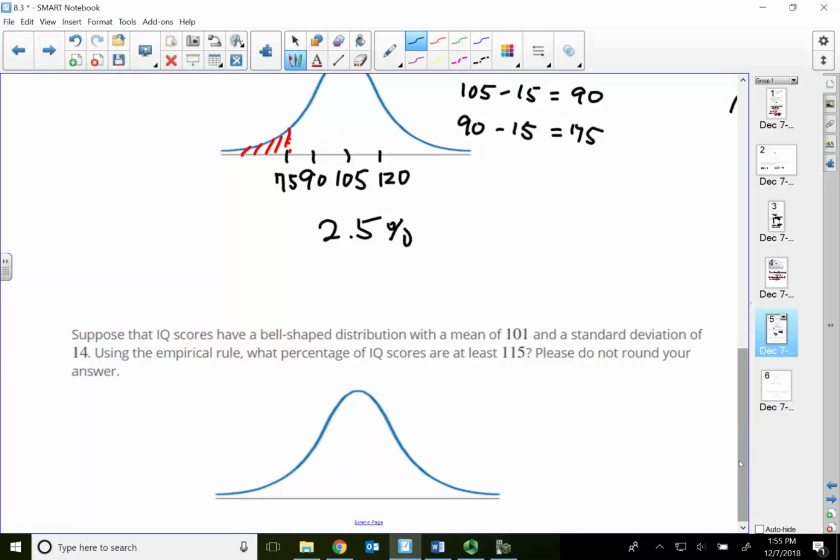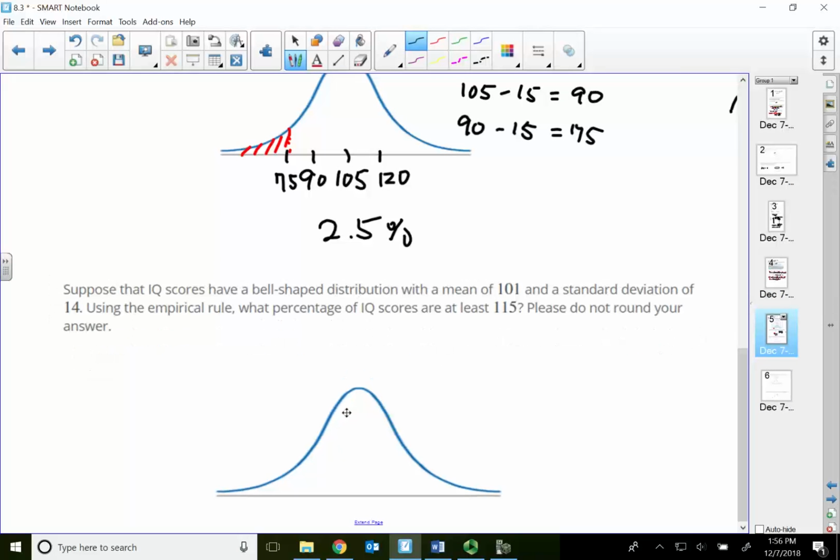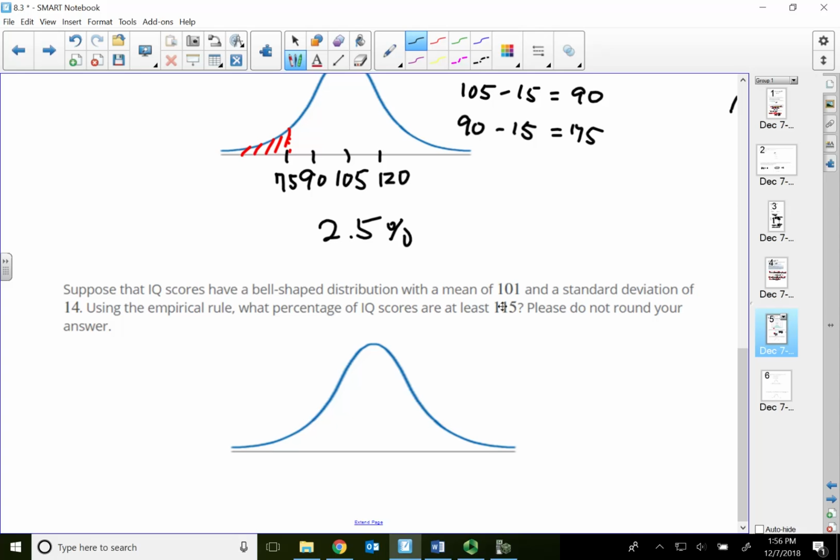All right, so let's try again. Another IQ problem with a mean of 101. So 101 is right here. The standard deviation is 14 at a time. What percentage of the IQ scores is at least 115?